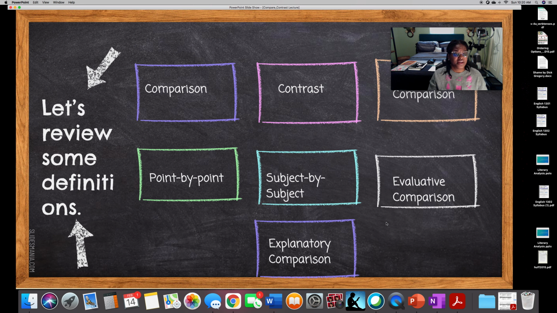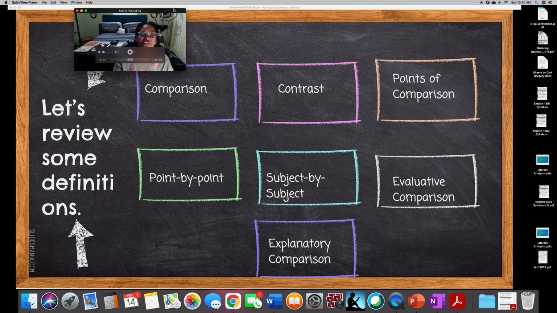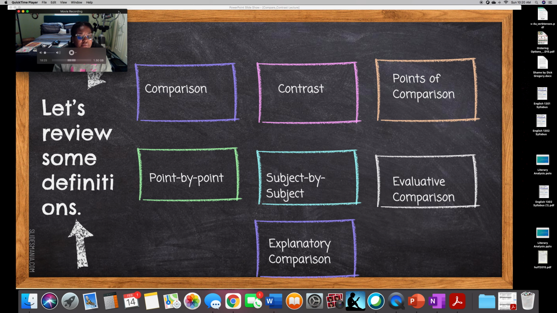Hopefully this has given you an introductory idea of what a comparison and contrast essay entails. Some of the terms that you need to make sure that you are familiar with and that you actually have a good grasp of before you get into class are going to be the definition of a comparison, the definition of contrast, what a point of comparison is, what a point by point writing method is, what a subject by subject writing method is, and the two types of comparison essays you could write, evaluative or explanatory.